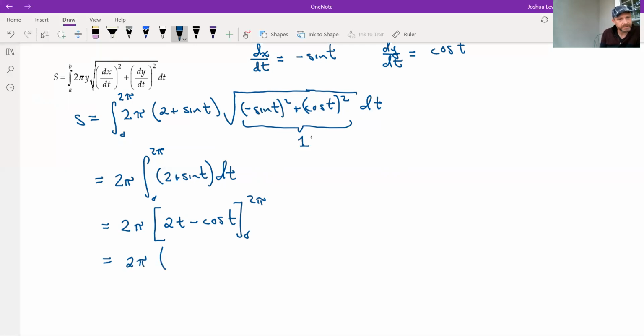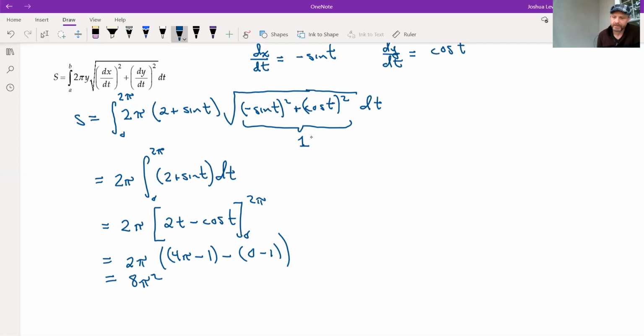Well, let's see, 2t, so that 2 pi is going to be 4 pi minus 1, minus, and then plug in 0, we get 0 minus 1. And so let's see here, negative 1 minus negative 1. So what are we going to be left with? 8 pi squared. That's all said and done.